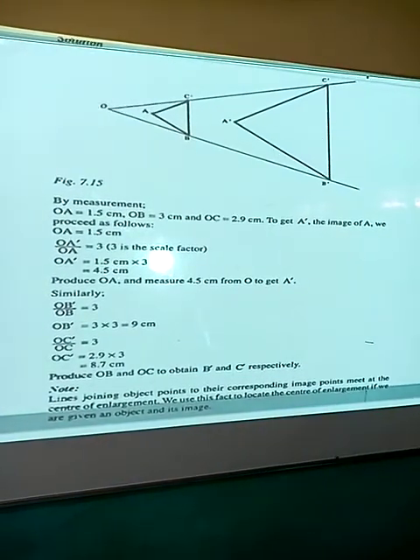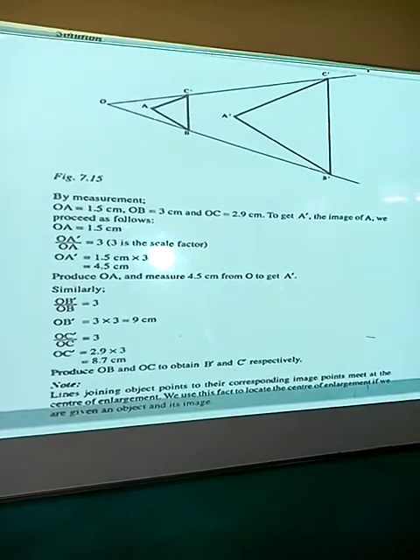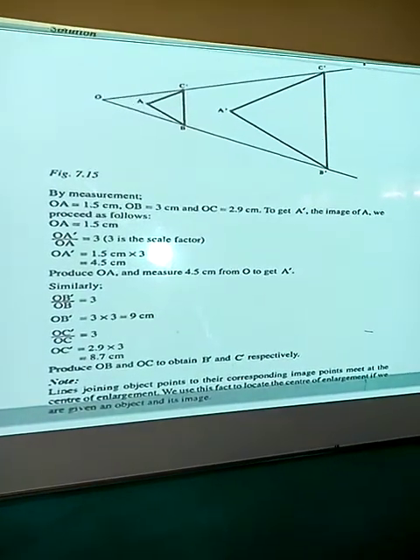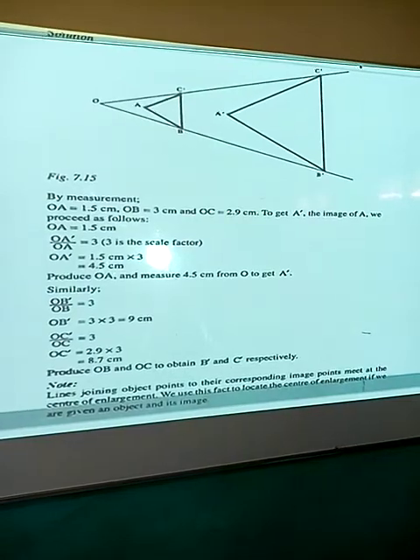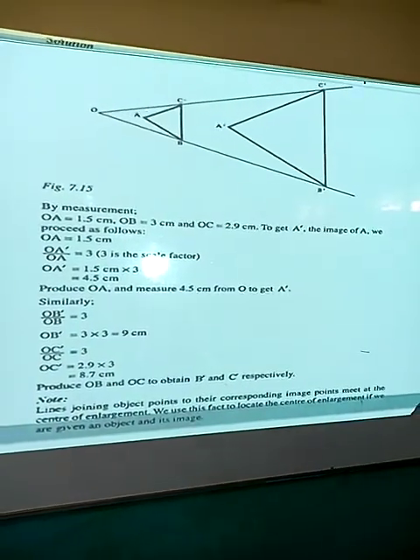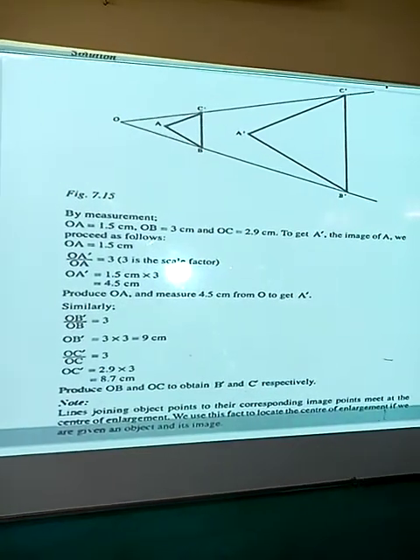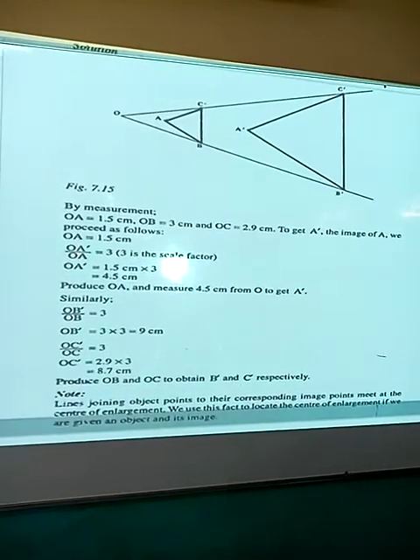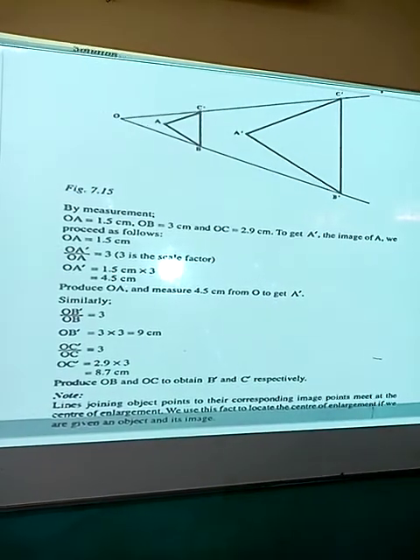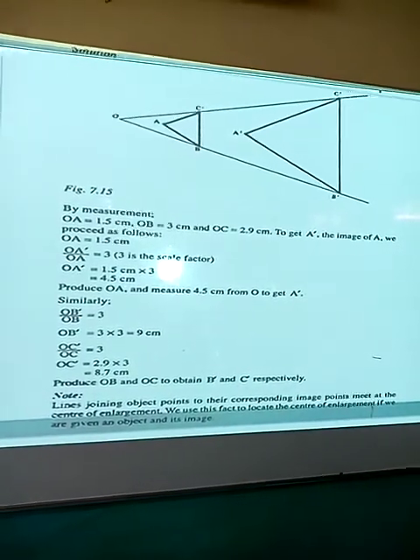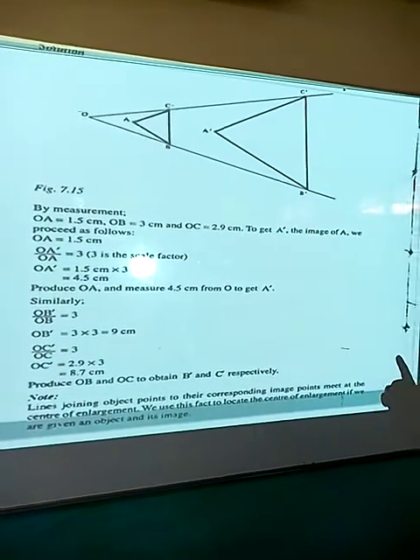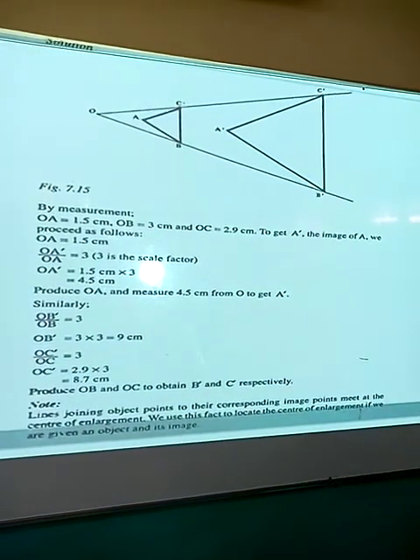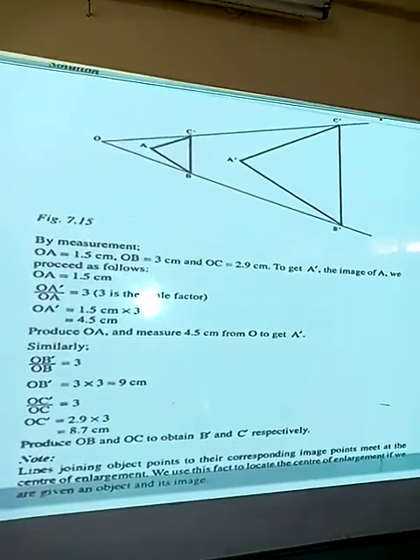Similarly, to obtain B prime or C prime, for B prime we say that OB prime over OB is equal to 3. Therefore, OB prime is equal to 3 times OB, and OB is 3 centimeters as we are given. So O to B prime is equal to 9 centimeters. We are going to measure 9 centimeters from point O to B prime, and that will be the length from O to B prime.